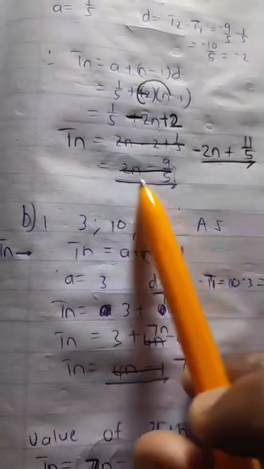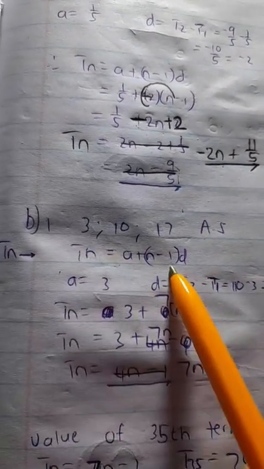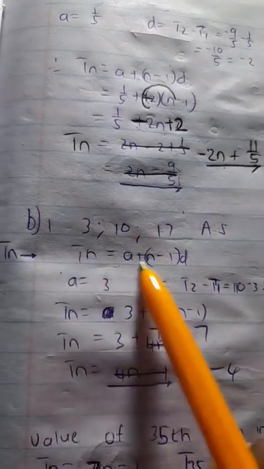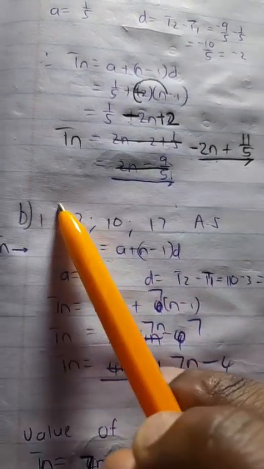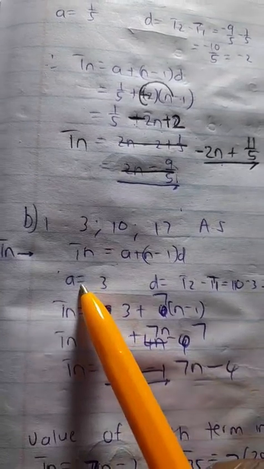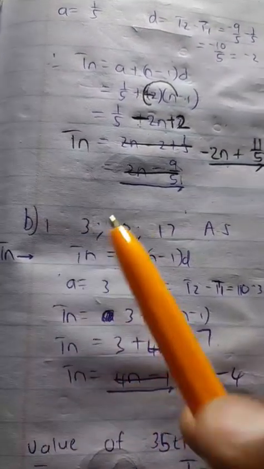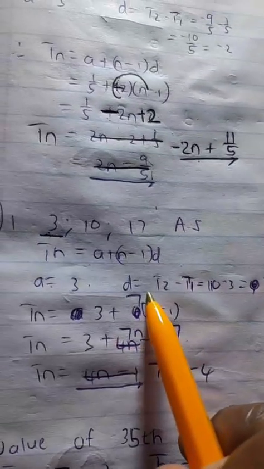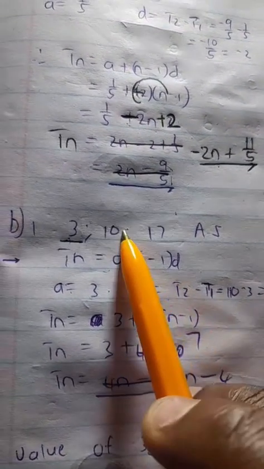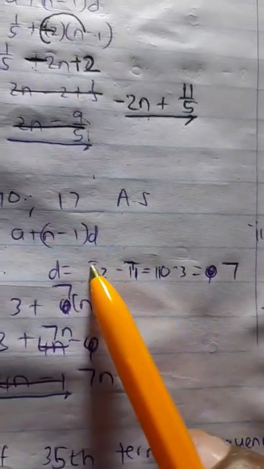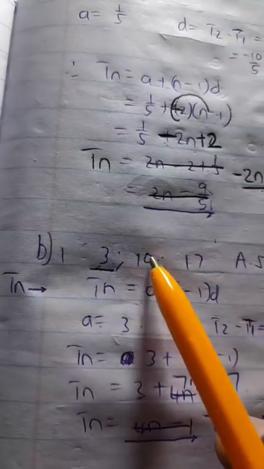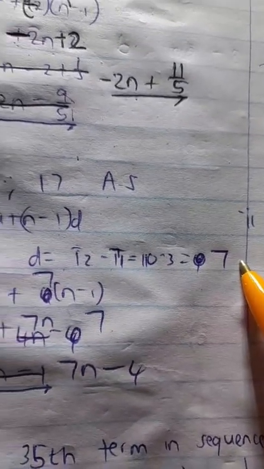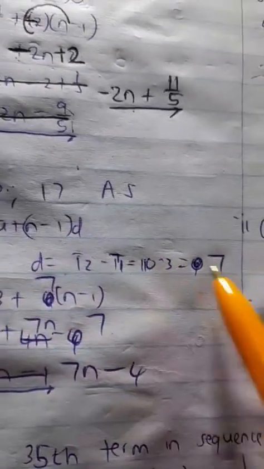So the quickest way to find the 35th term would be to find first the what? The general term of the sequence. So let's go and find the general term Tn. What do we do to find Tn? We must first identify what A is. A in this situation is equal to 3. D is equal to what? The difference between T2 and T1. So it's T2 minus T1, which is 10 minus 3. What's 10 minus 3? It is 7. So we have A, which is 3, and D, which is 7.